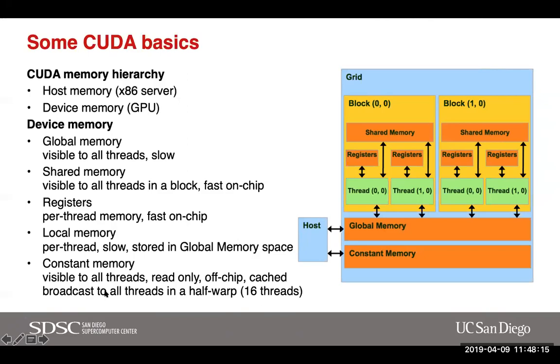There's something called constant memory that can be very useful. It's visible to all threads. It's read-only from the GPU, so you can copy data there from the CPU. It's off-chip, so it's not on the multiprocessors, but it is cached. And importantly, it broadcasts to all threads in a so-called half-warp. So that can significantly increase memory bandwidth if you have data that is used by many different threads at the same time.